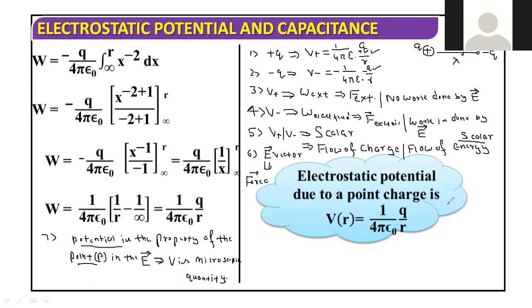Electric field defines the force between the two charges. So that's why it is a vector quantity. And potential is the property of a point. It is a characteristic of a point. At that point, we define the flow of charge. At that point, we define the flow of energy. So that's why the potential is called the microscopic quantity.